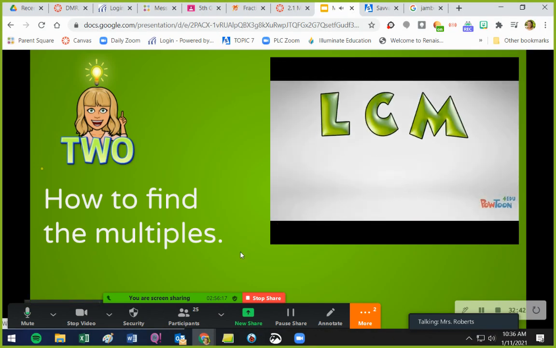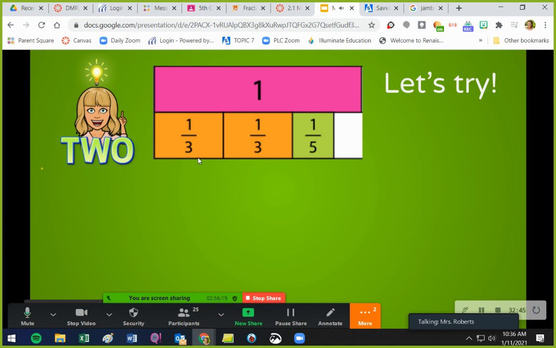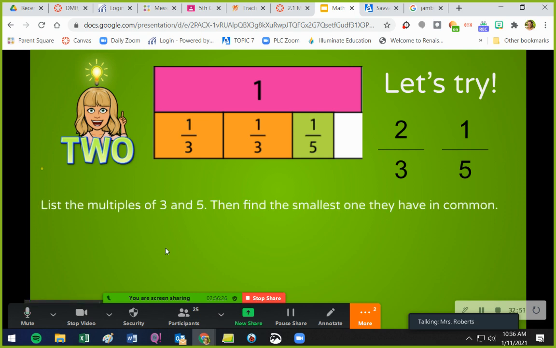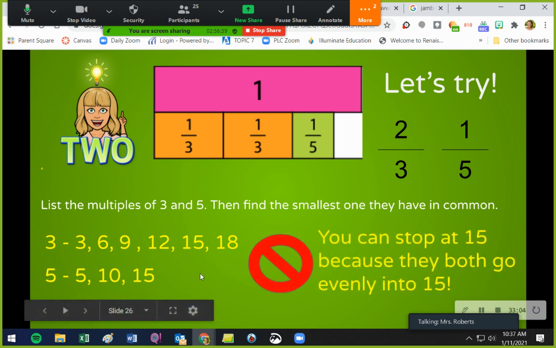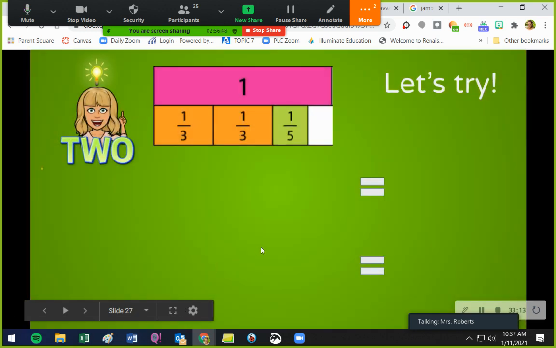So let's look at some examples. Right now I have 2/3 and 1/5. List the multiples of 3 and 5, then find the smallest one they have in common. So I've listed out my 3s. Now I'm going to list out my 5s. You can stop at 15 because they both go evenly into 15. So my new denominator for both of these will be 15.